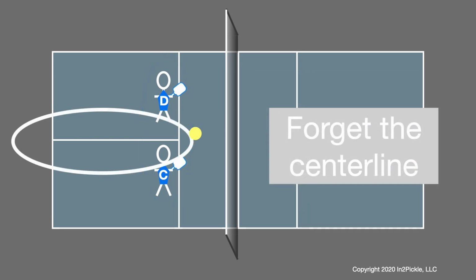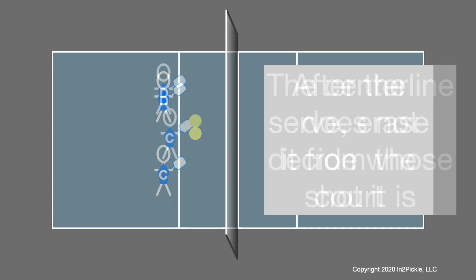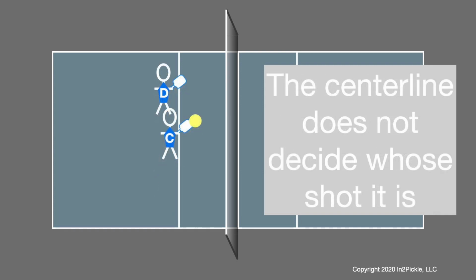One important note about this is that you want to really eliminate the center line from consideration. The center line is only relevant to the serve. Once the serve is completed, the center line becomes irrelevant to the game and should not be the deciding factor as to who should take the ball.